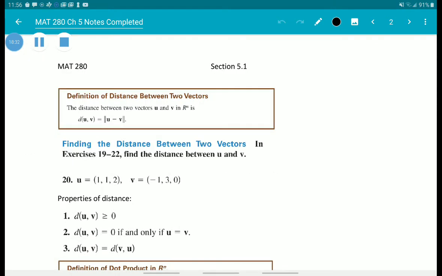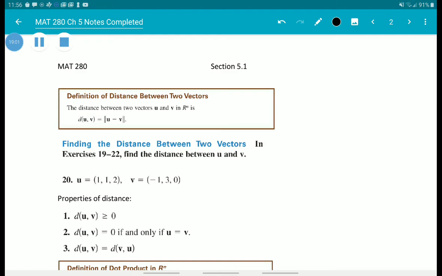So what if we wanted to talk about the distance between 2 vectors? How far apart are they in 2 dimensions, 3 dimensions, or n dimensions? To find the distance between 2 vectors, we would take the magnitude of the difference of the vectors. Notice the notation they're using for distance here. They're using that small d, which means you want to take the distance between those 2 vectors.